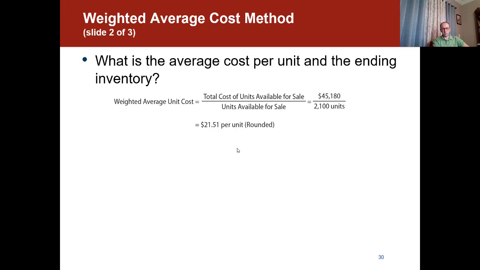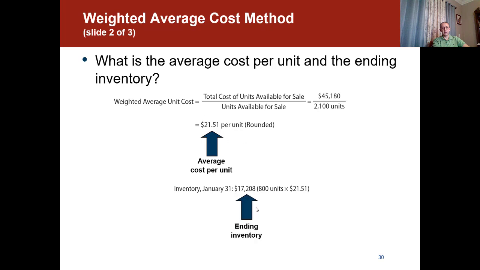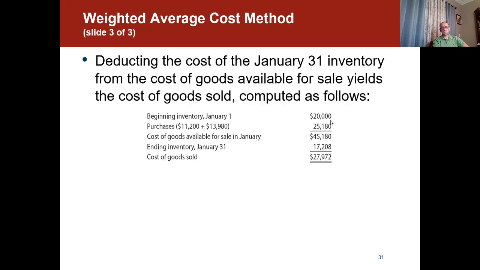So that is a rounded number, but we're still going to use it. That's the average cost per unit. If we take that, multiply it by 800, that would give us 17,208, and that would be our ending balance of inventory. If we take the same rate and multiply it by the 1,300, we can get the cost of goods sold. However, they decided to present it that way.